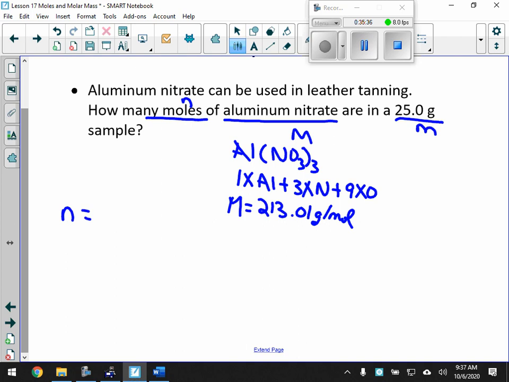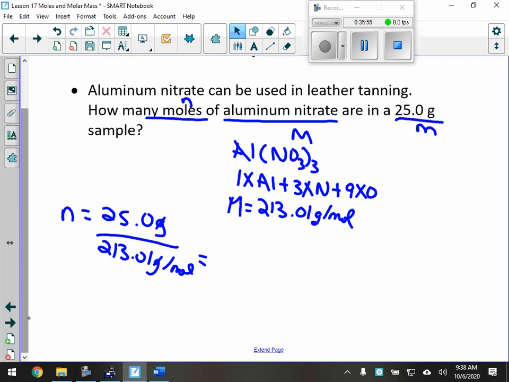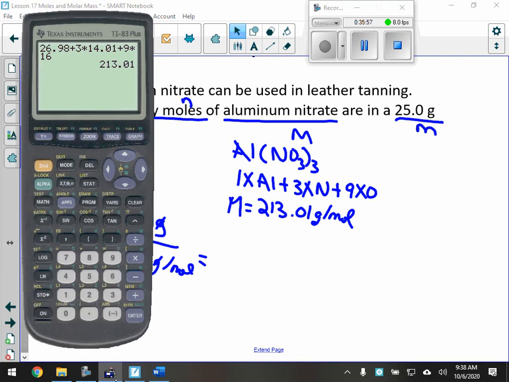So again, 25 grams in this case, divided by 213.01 grams per mole. Grams and grams will cancel, of course. We'll be left with 1 over moles, which basically is moles. And we should get about a tenth or so, roughly here. Let's see. Oh, that's the wrong one. Let's go here. So what did I say? 25 divided by 213.01 is 0.117, yeah.